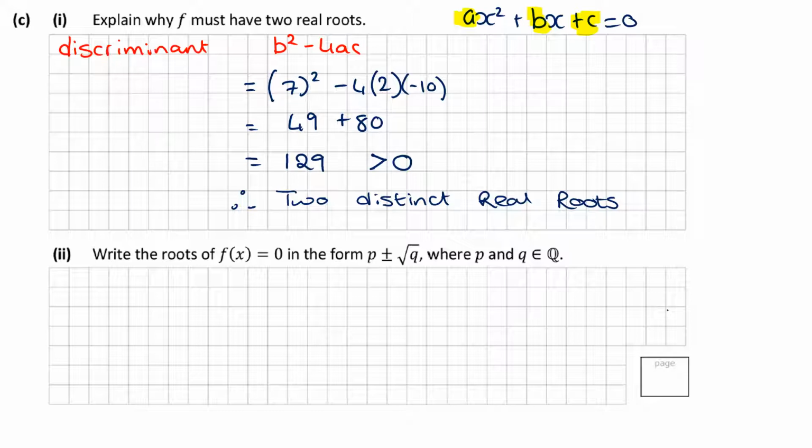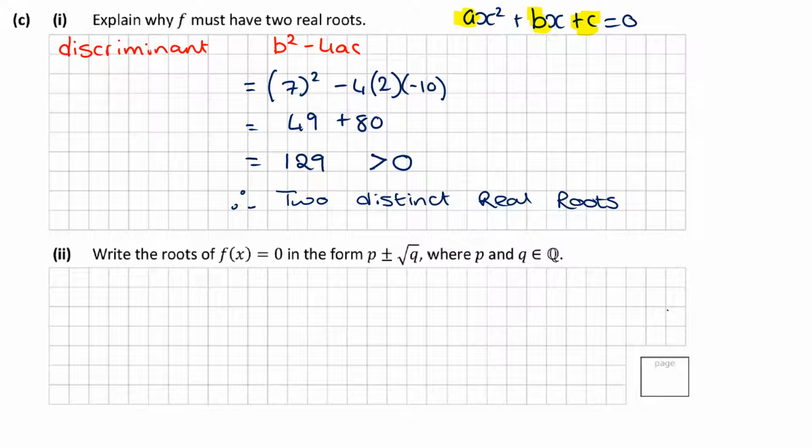Another way you could have looked at this is about the minimum point. So if you looked at the minimum point, which we got in the previous part, it was 7 over 4 and minus 129 over 8. So the y-coordinate was a negative number. And because that y-coordinate of the minimum point was a negative number, it will have had to cut the axis twice. So it must have 2 real roots. But sometimes we may not always have the minimum point when we're doing a question like this, so the discriminant will always work.